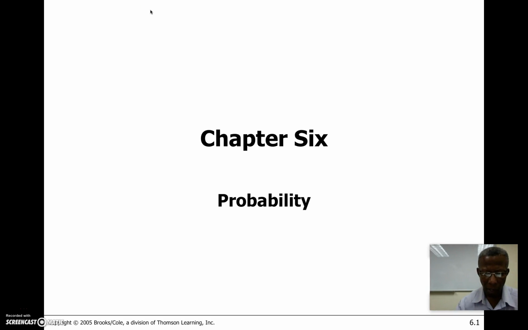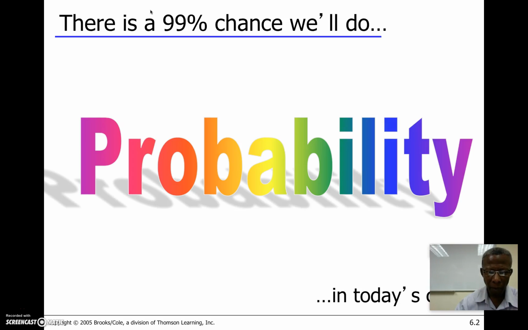Today we are at chapter 6. We will look at probability. I would say there's a 99% chance that we'll do probability in today's class. Right? And off we go.